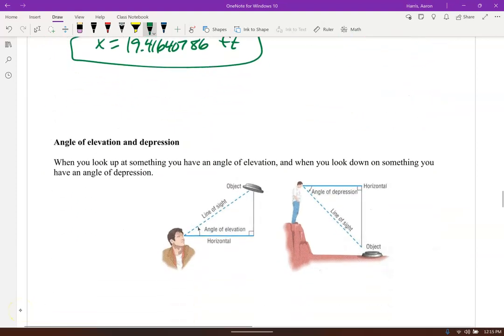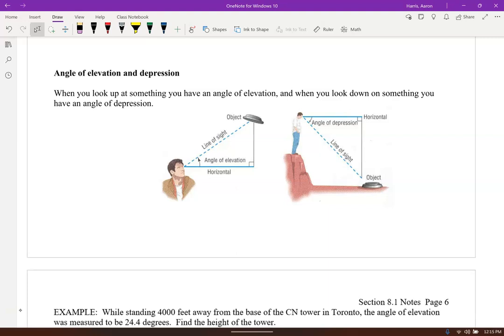When you look up at something, you have an angle of elevation. So if you ever hear angle of elevation, that's from the horizontal up, right? So that's an angle of elevation. Whereas if you see angle of depression, that's like you're on top of a cliff and you're looking down. So from the horizontal, the angle down, that right there in red is my angle of depression. Okay, so angle of elevation, angle of depression, two different things, but they're both off of the horizontal.